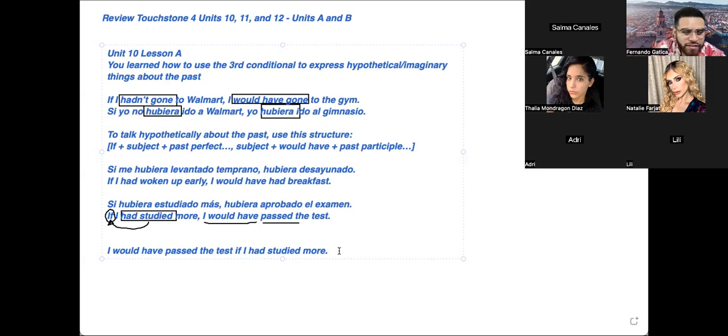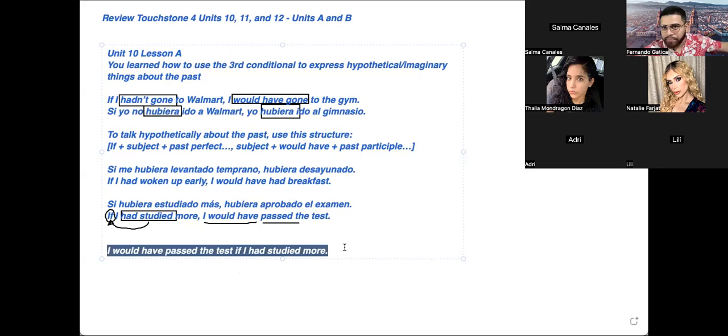But there is one small difference. If you use the word "if" in the middle, don't use a comma. No comma. You only use a comma when the word "if" is at the beginning of your sentence. If I had studied more, comma, I would have studied the test. I would have studied the test if I had studied more, no comma. That is the only difference.